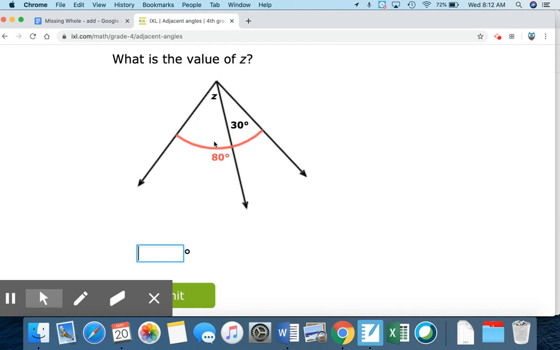Finally, the last example I'll do with you is a missing part example. So you have 80 degrees as your total. You have Z, which we don't know, and we have 30, which we do know. And so in order to find what Z is, we need to take the total of 80, take away the part, which is 30, to find the other part that makes up 80, which is 50.